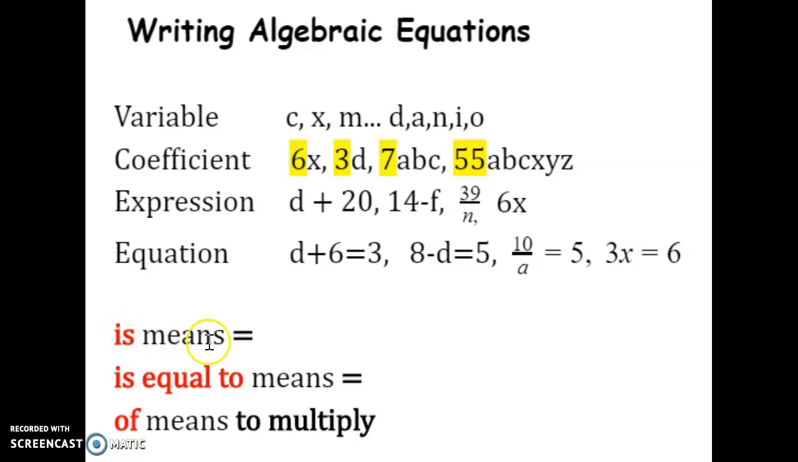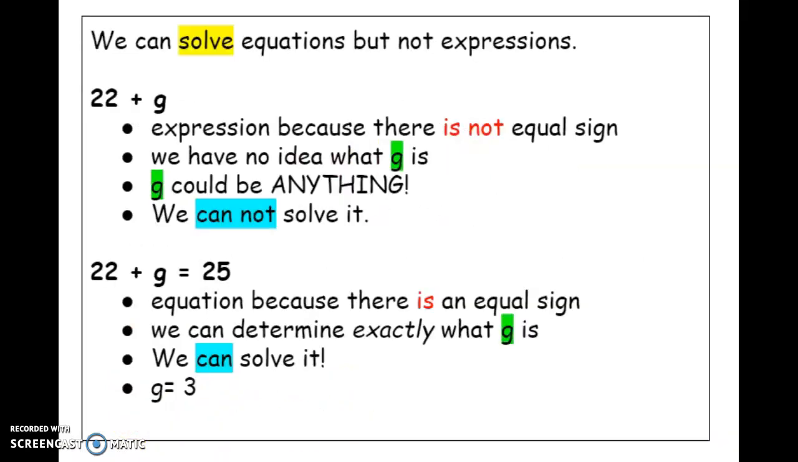The word is will mean equals. Is equal to means equals. Of means to multiply. Equations have equal signs and are typically solvable, but expressions are not. Let's take a look at the following two examples.